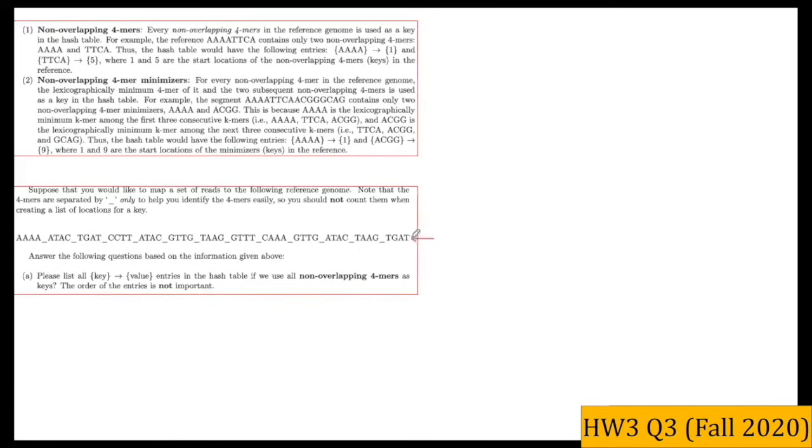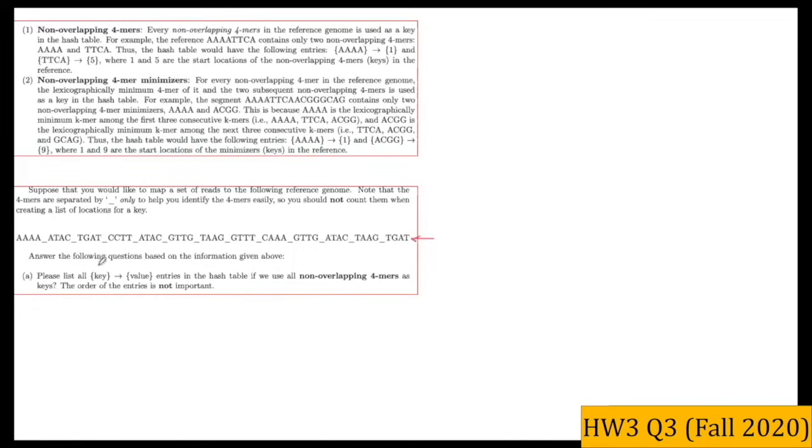So this is the reference genome. Note that we already separated it by underscore so that you already know where the k-mers are, so we save your time and you don't make mistakes while counting every 4 characters. Answer the following question based on the information given above.